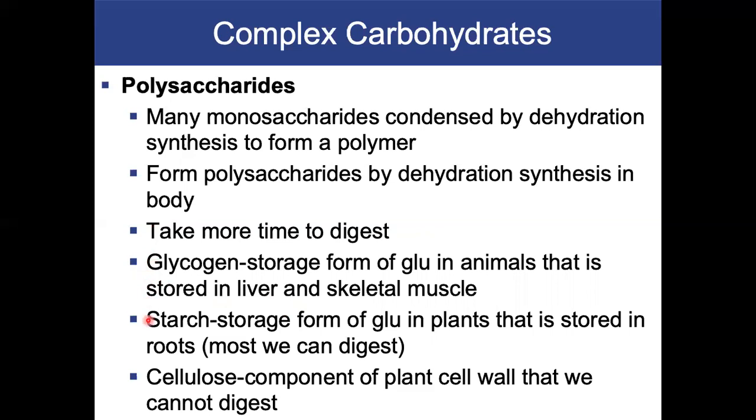Starch is a storage form of glucose in plants. It's stored in the roots, right? And so we eat the roots and we get the starch from the plants. Cellulose is part of the plant cell wall that we can't digest. Cellulose is a complex carbohydrate, but we don't have the enzyme to break it down. So it ends up being roughage, and it helps our digestive tract keep moving.